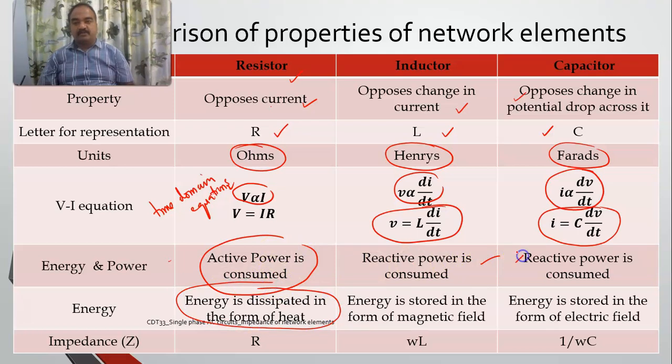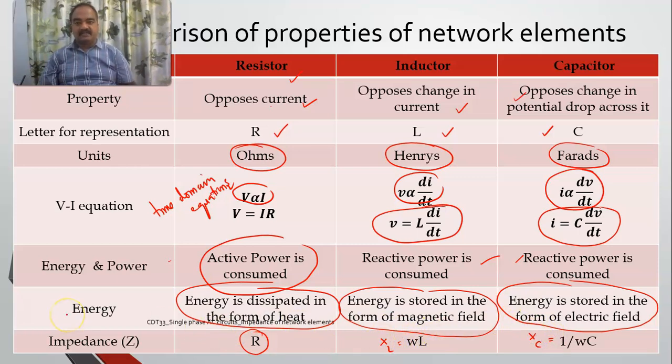These both consume reactive power, that I will tell you in the next slides, don't worry. But here energy is stored in the form of magnetic field by the inductor, whereas in case of capacitor it is stored in the form of electric field. And what is the impedance of it? The resistor directly offers resistance. The inductor offers reactance which is equal to omega L. The capacitor offers capacitive reactance which is equal to 1 by omega C. Okay. And the impedance of it: this is R, this is j omega L, and this is minus j by omega C.